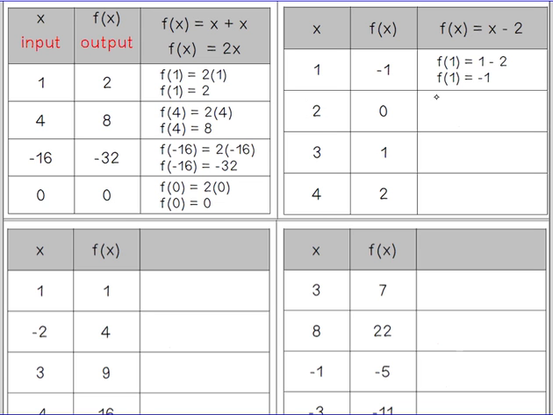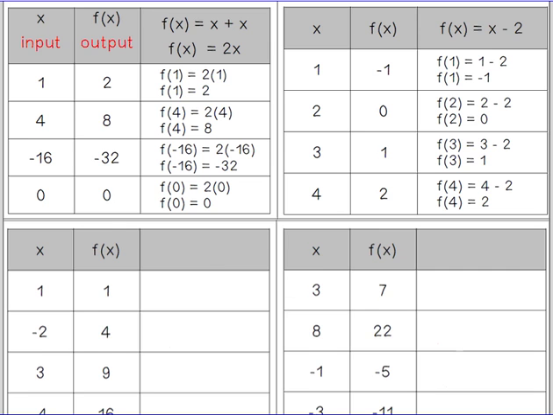If we plug in 2, f of 2 equals 2 minus 2, so f of 2 equals 0. f of 3 equals 3 minus 2, so f of 3 equals 1. And lastly on this one, f of 4 equals 4 minus 2, so f of 4 is 2.